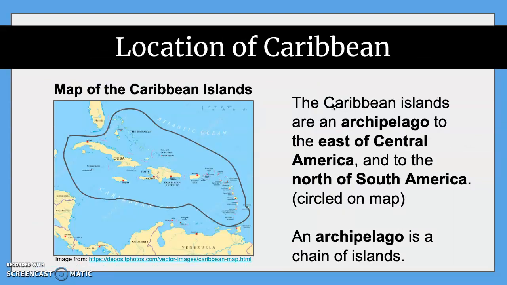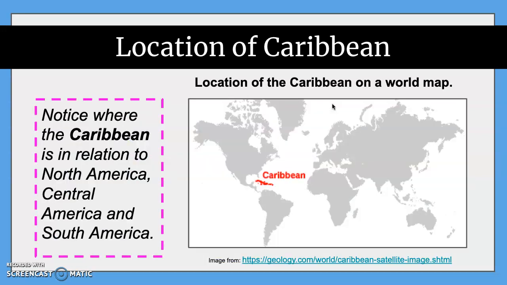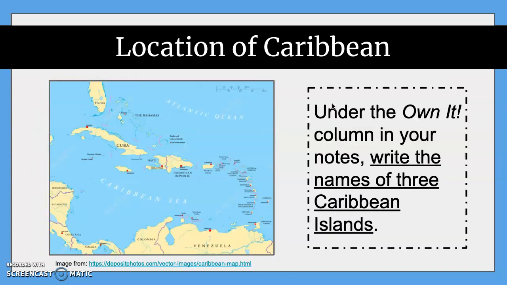Location of Caribbean. The Caribbean islands are an archipelago to the east of Central America and to the north of South America, as circled on the map. An archipelago is a chain of islands. Notice where the Caribbean is in relation to North America, Central America, and South America. Under the Own It column in your notes, write the names of 3 Caribbean islands. Feel free to pause the video to take the time you need.